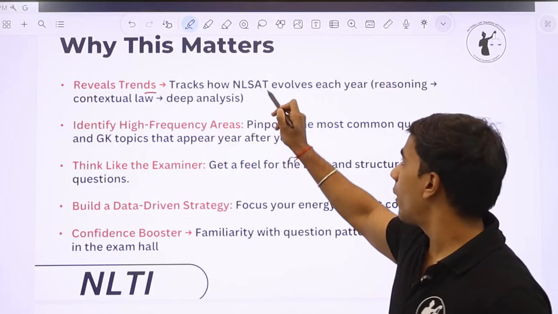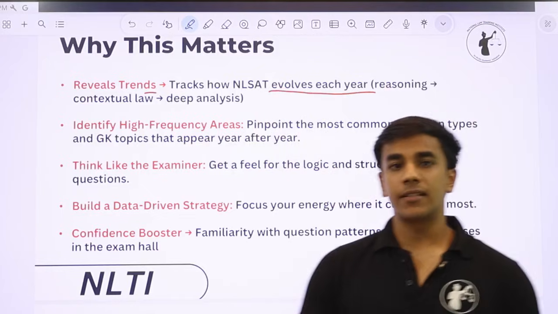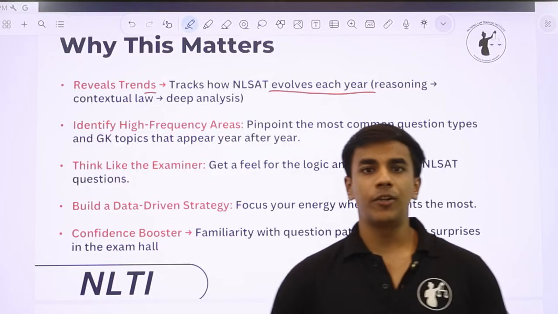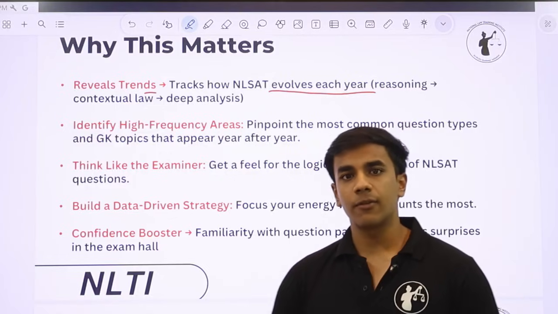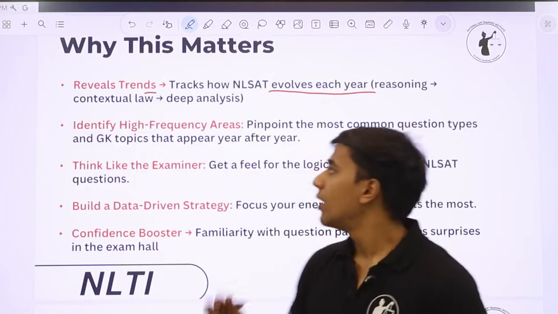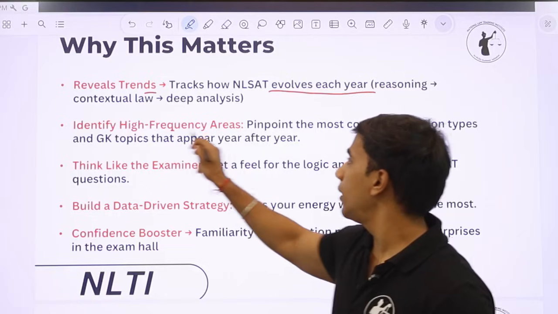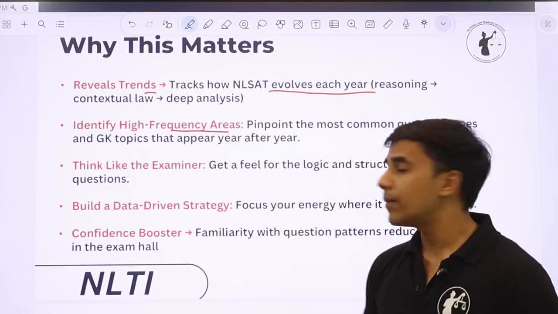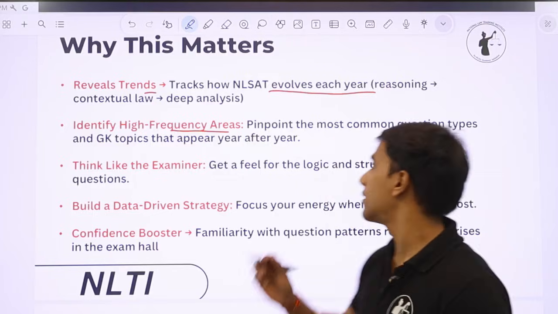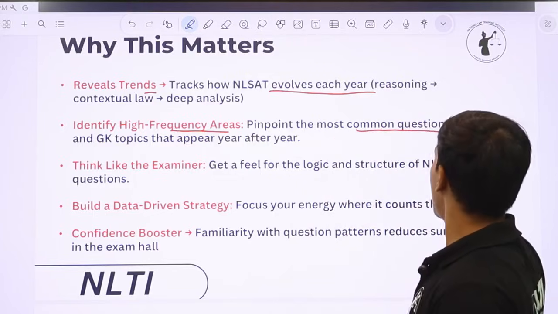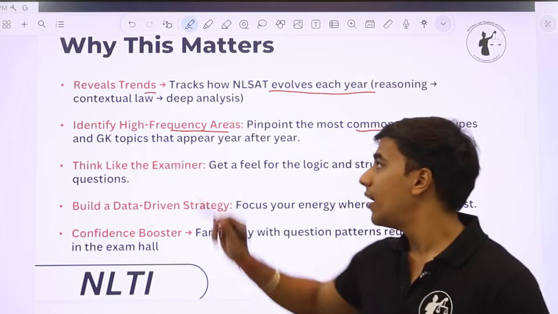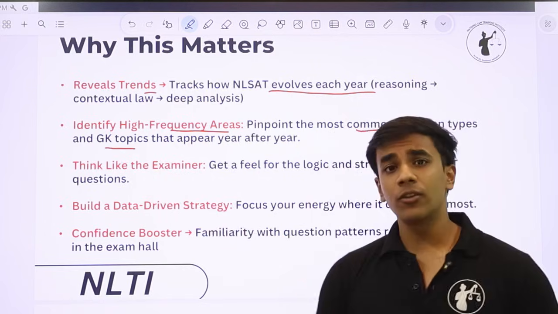We will track how NLSAT has evolved with each passing year, what changes NLSAT has made from 22 to the latest edition that was held in April 25. We'll also identify high frequency areas. So discussing or decoding previous year question papers helps us identify the high frequency areas. These are the areas that are most commonly asked, and these are the most common question stems or types that are asked. And we'll also shed light on the GK topics.